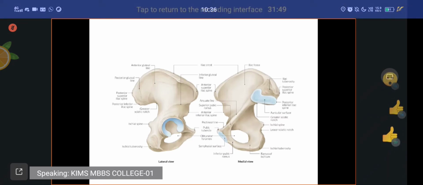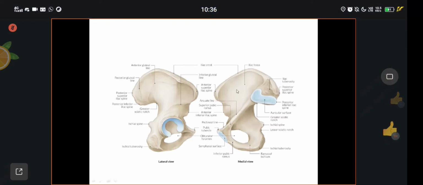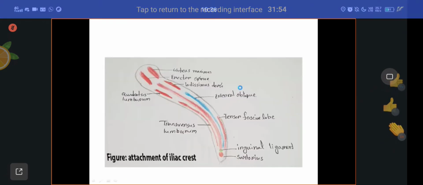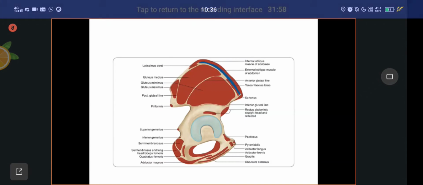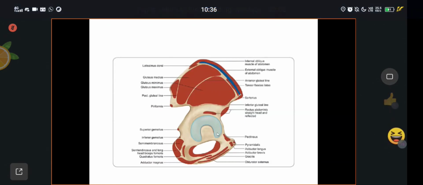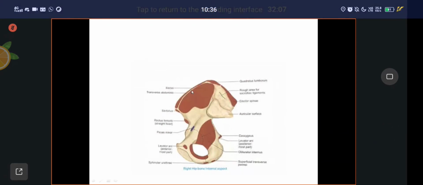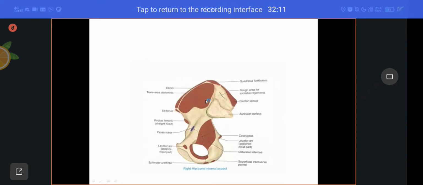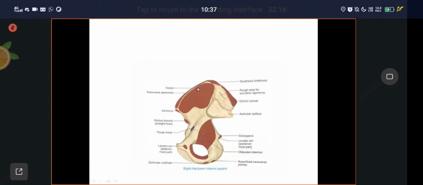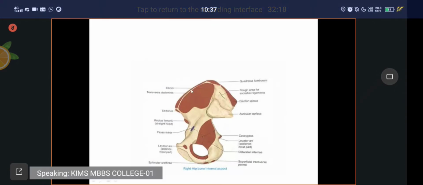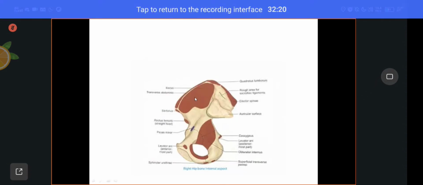Right. Now coming to the muscle attachments of the surfaces. If you see this diagram, this is the gluteal surface. And this is the iliac surface. So this iliac surface gives attachment to, what is this muscle here?